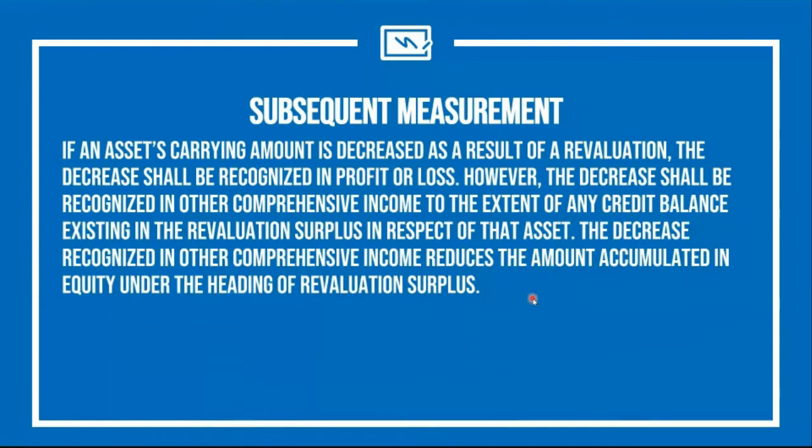Okay? So again, let's try to make additional information. When you look into the records of the company, there is a 1 million balance in the revaluation surplus. So meaning, from 8 million down to 6 million, there should be an impairment loss of 2 million. However, there is a 1 million balance in revaluation surplus. So that will reduce the amount that will be recognized as impairment. So now the 2 million less the 1 million balance in revaluation surplus, which will now be eliminated, then the amount of impairment loss to be recognized in profit or loss will only be 1 million. Okay, so that's how we apply the provisions of the standard.